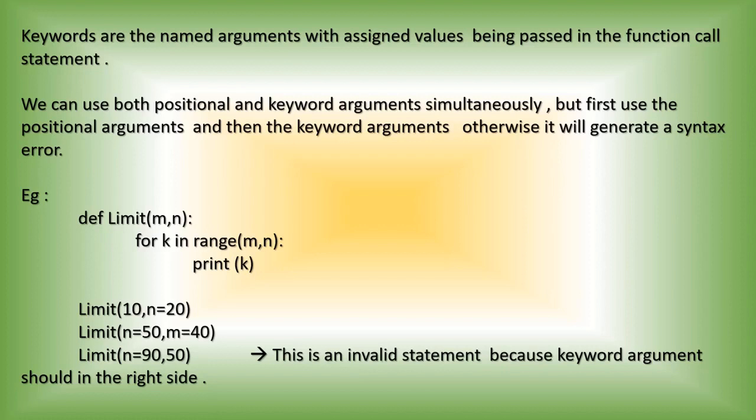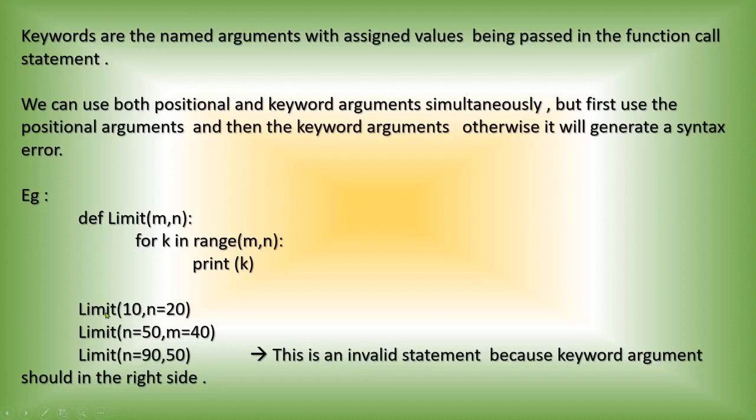I'll show you one example. See, I just wrote one example here. The function name is limit, with m comma n. See the function call: limit(10, n=20). Here the value is given in the function call statement. In default argument, we give the default value in the function definition. But here, you are giving the value in the function call statement.